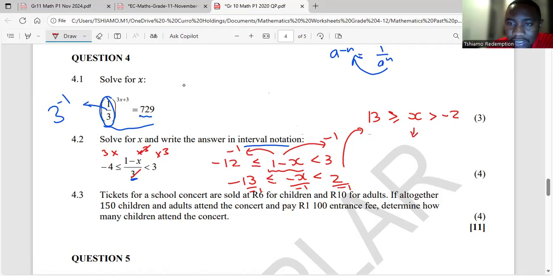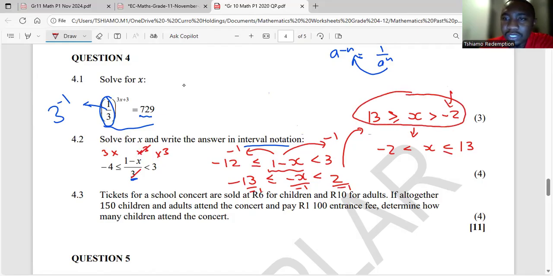If I were to write this in a proper way, this one comes to this side and that one comes to that side, with the sign. It's the same thing, I'm just writing it in a more proper way. We always start with the smaller one, and then we write the bigger one. Then the interval notation will be -2 and 13 included, so a curved bracket and an included bracket.